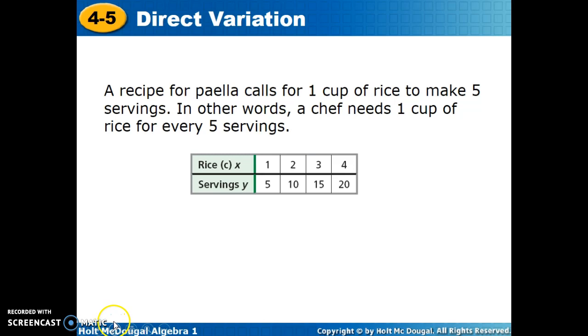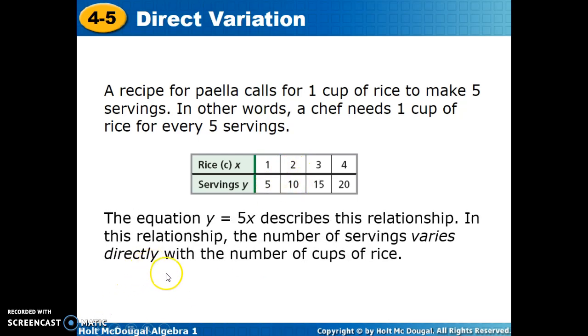Direct variation. Let's talk about this situation. It says a recipe for paella calls for 1 cup rice to make 5 servings. So we have a ratio right off the bat. In other words, a chef needs 1 cup of rice for every 5 servings. So if we double that, of course, we're going to double the servings.